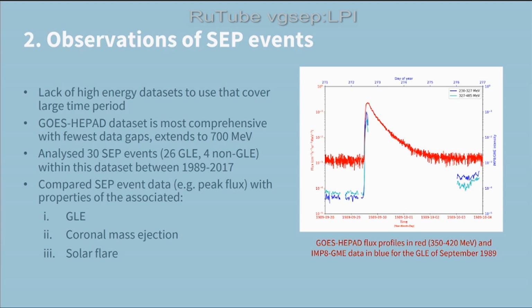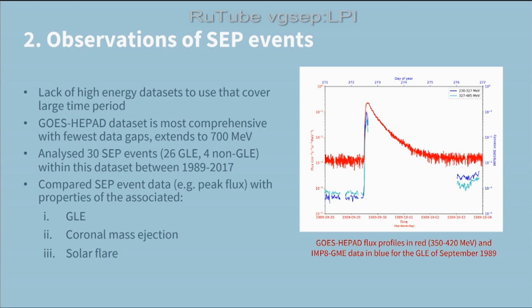Unfortunately, there are not a lot of data sets and instruments that are capable of detecting these higher energy protons. One such data set is the HEPAD instrument on board the GOES spacecraft. GOES has been operational since, I think, the early 80s, and the HEPAD instrument itself extends up to several hundred MeV, so it's a great tool for studying these events. I've shown here on the right, in red, a HEPAD profile from GLE 42, which I mentioned earlier, from September 1989. And in blue is the IMP8 GME data from the same event. You can see quite a large data gap.